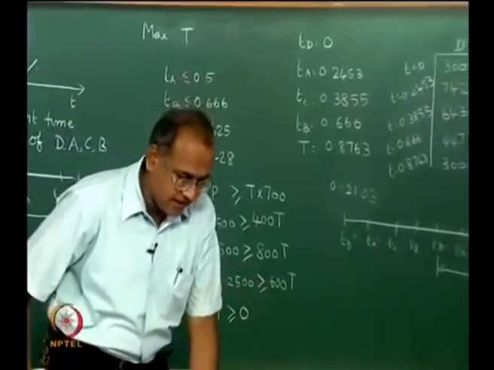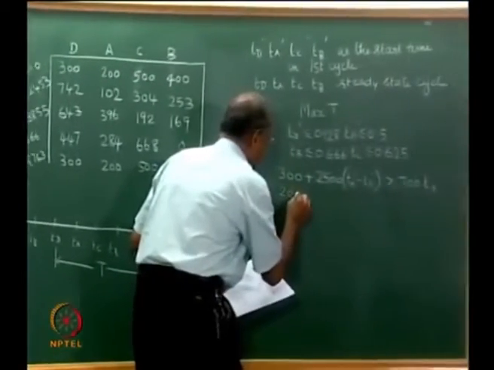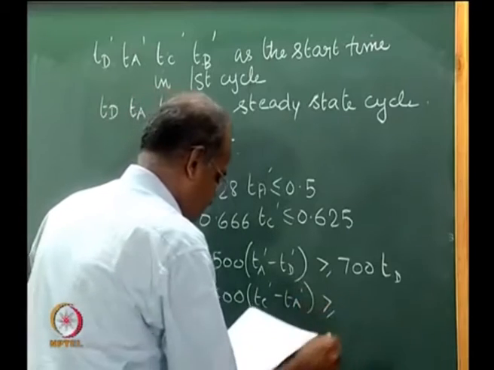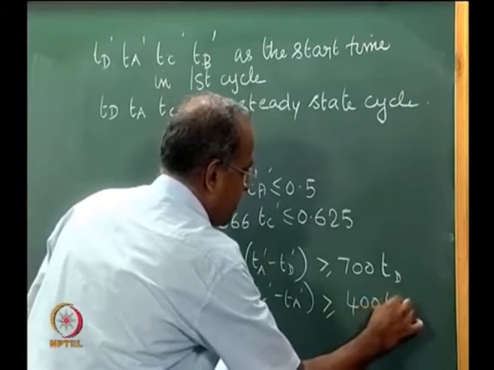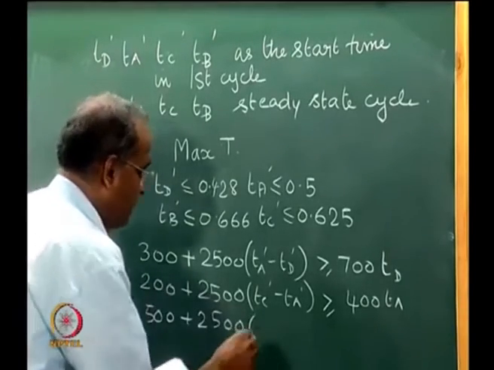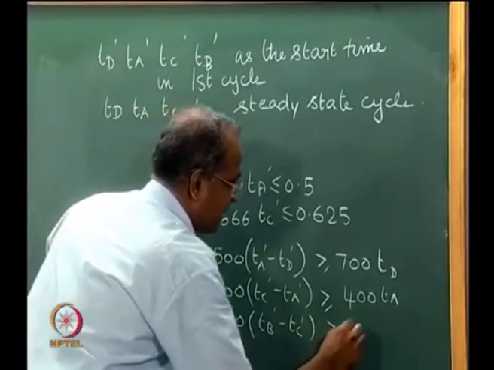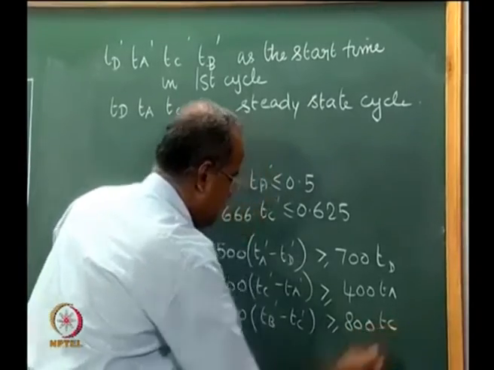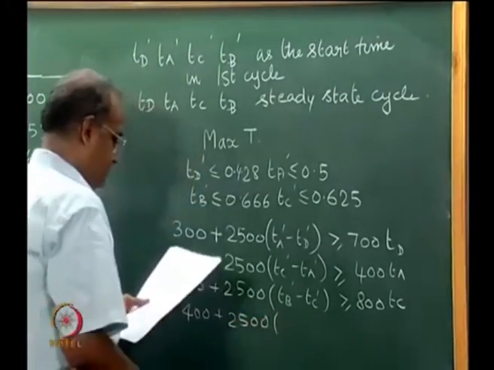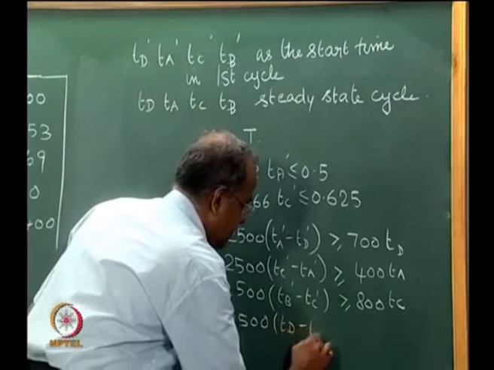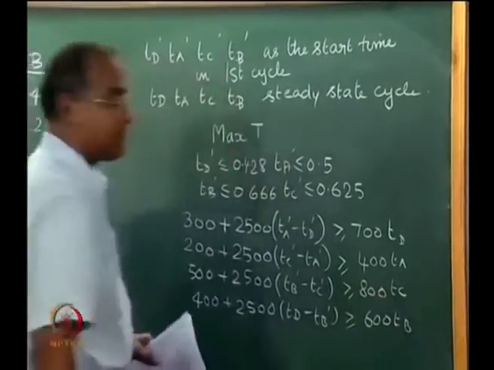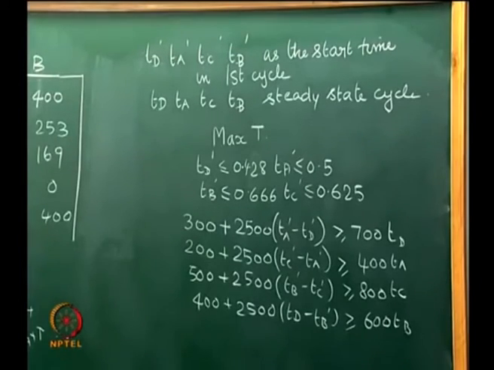Like that I write 4 constraints very quickly: 200 plus 2500 into TC dash minus TA dash is greater than or equal to 400 TA, 500 plus 2500 into TB dash minus TC dash is greater than or equal to 800 TC, and 400 plus 2500 into TD minus TB dash is greater than or equal to 600 TB.